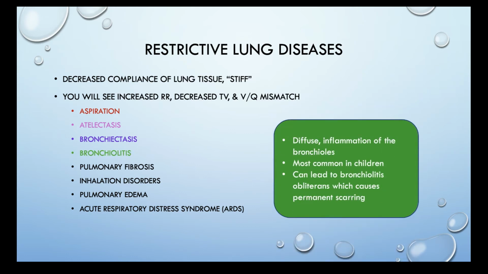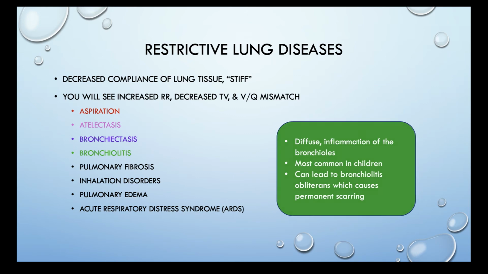Bronchiolitis is the inflammation of the smaller, lower airways, the bronchioles. It's more common in children, not that it can't be seen in adults, but it is more common in kids and even babies. It can lead to something called bronchiolitis obliterans, and this is where you have permanent scarring in the lungs due to the inflammation.